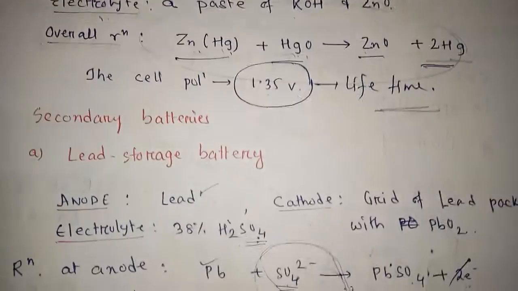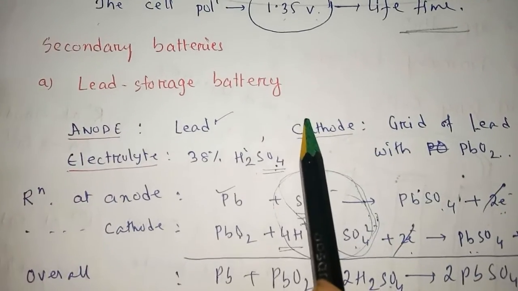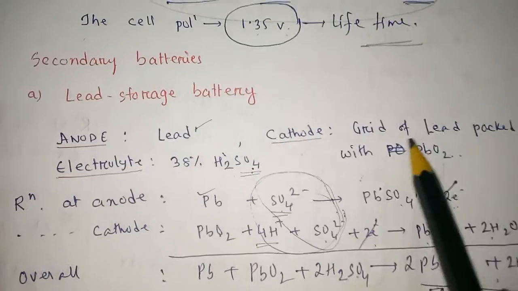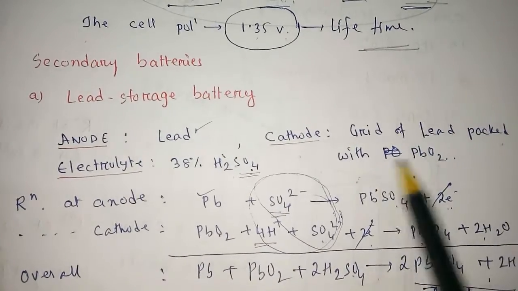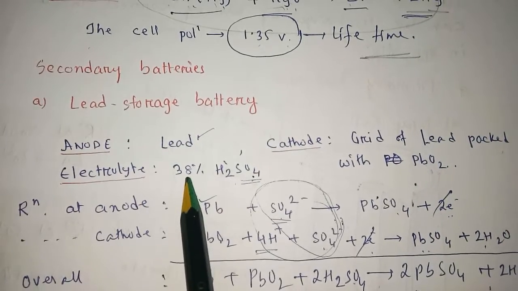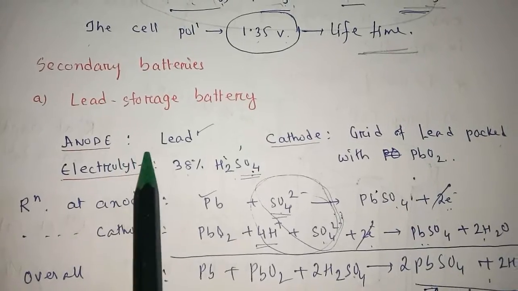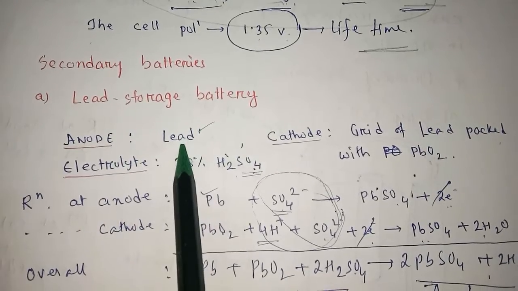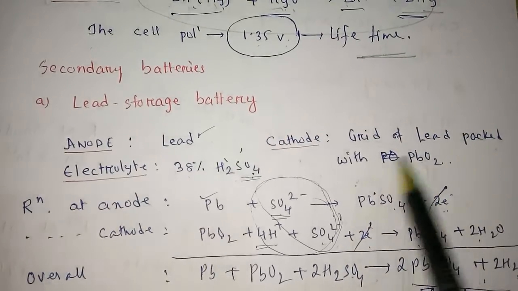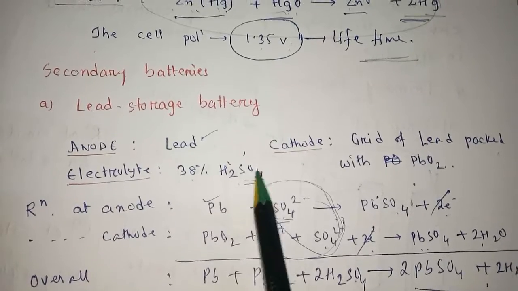Now we are doing the secondary batteries, the lead storage battery. In the lead storage battery, the anode is lead, the cathode is a grid of lead packed with lead oxide, and the electrolyte is 38% H2SO4. These three terms you have to remember for all the cells: anode is lead, cathode is a grid of lead packed with lead oxide, and electrolyte is 38% H2SO4.